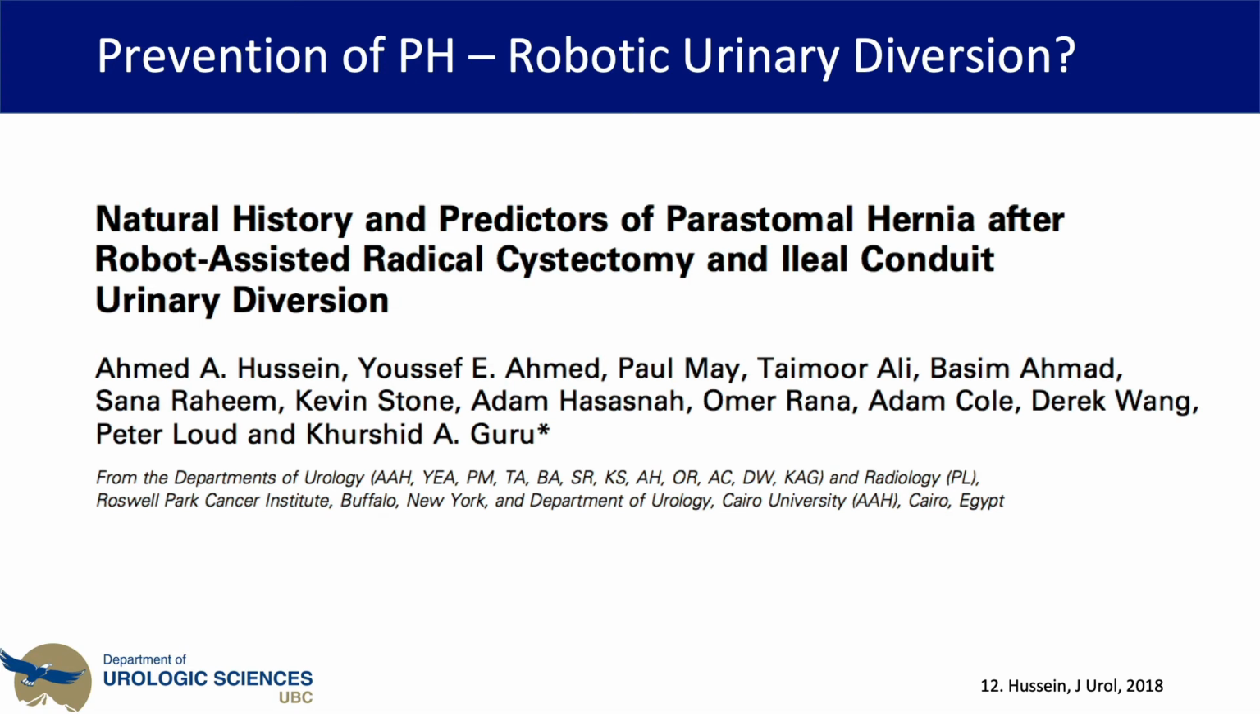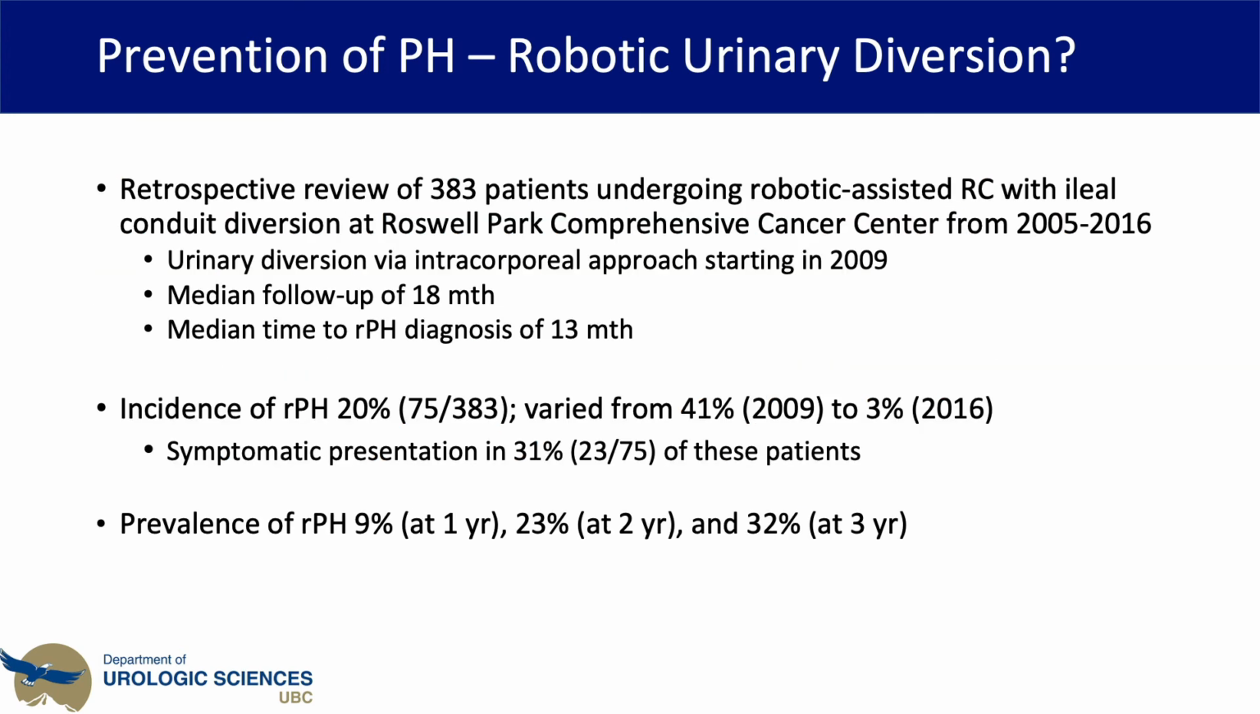Good. Looking at doing a robotic urinary diversion. There's a paper recently, March of 2018, in the Journal of Urology, looking at the natural history and predictors of peristomal hernia following robot-assisted radical cystectomy and conduit diversion. This looked at 383 patients all undergoing robotic-assisted cystectomy and conduits out of Buffalo, New York, all by a single surgeon.